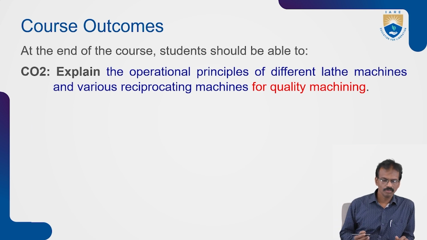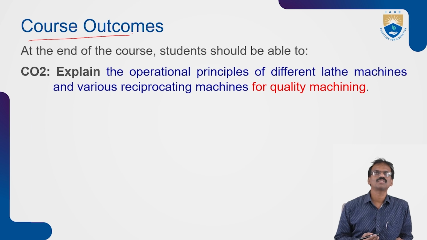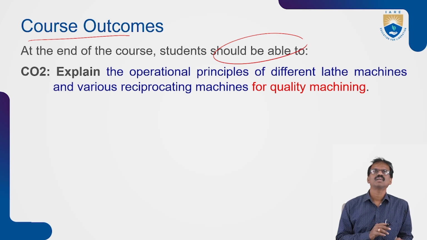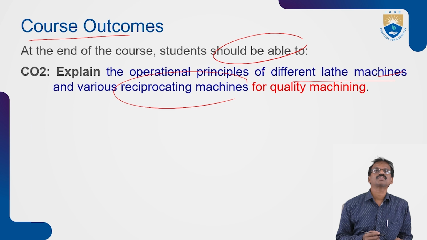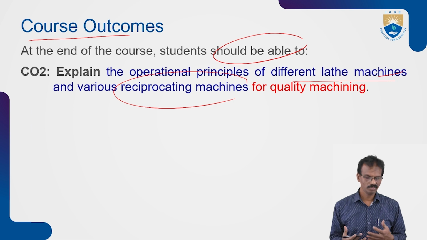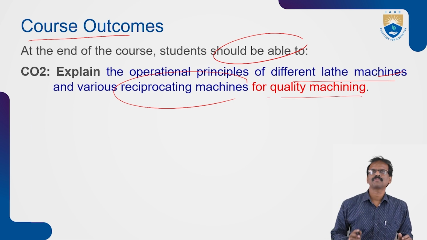Before going to that, we will see the outcome related to this topic. At the end of this course, students should be able to explain the operational principles of different lathe machines and various reciprocating machines. You know that these are the lathe machines, and reciprocating machines also. In this class we'll discuss the reciprocating machines for quality machining.